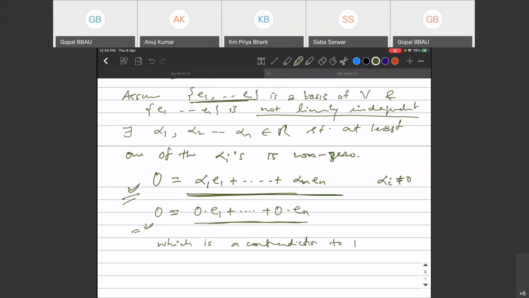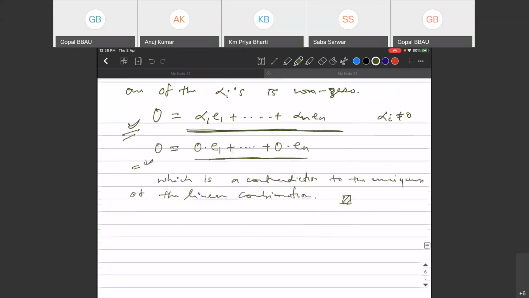This is a contradiction to the uniqueness of this expression, the linear combination. Correct. So we are getting a contradiction. This means our assumption was wrong. It must be linearly independent.